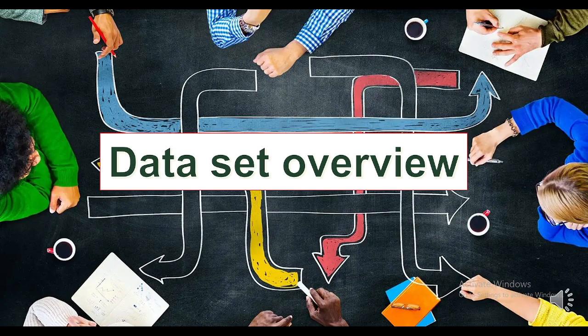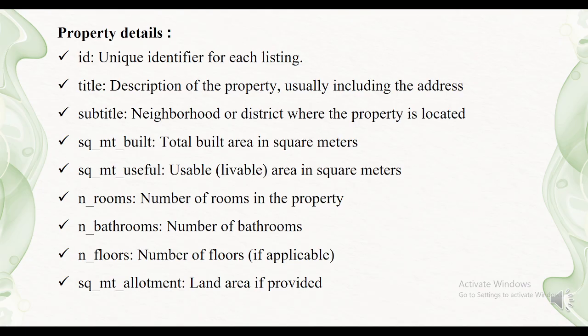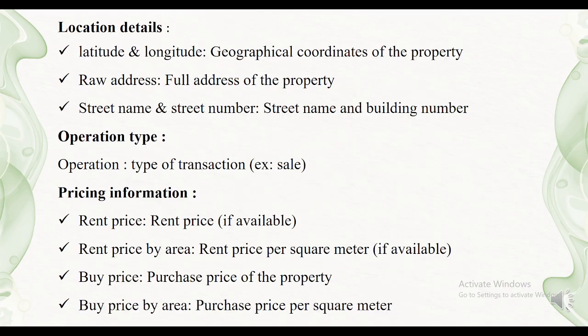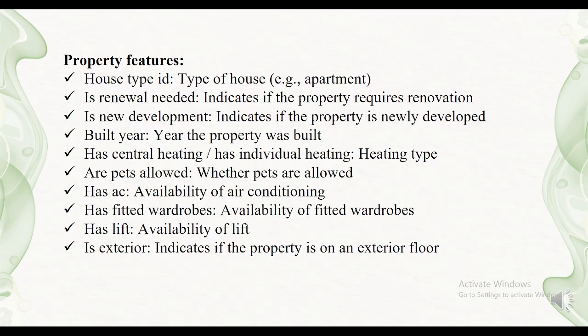Okay, let's understand the data set. What are the key columns that this Madrid real estate data set has? It has property details like title, ID, subtitles, square meters built, number of bathrooms, rooms, floors, that kind of information. It also has location details, operation type, and pricing information, and property features like house type, whether it is a new development, the presence of a garden, pool, or lift facilities, and whether pets are allowed or not.